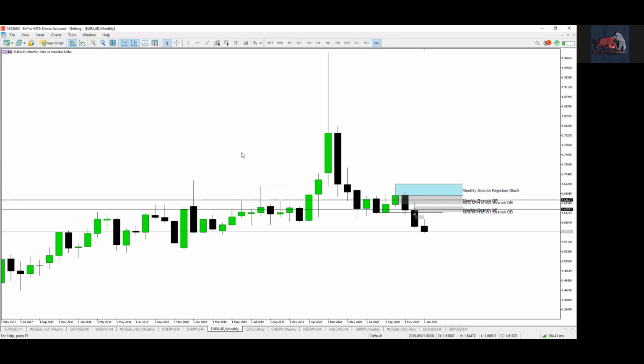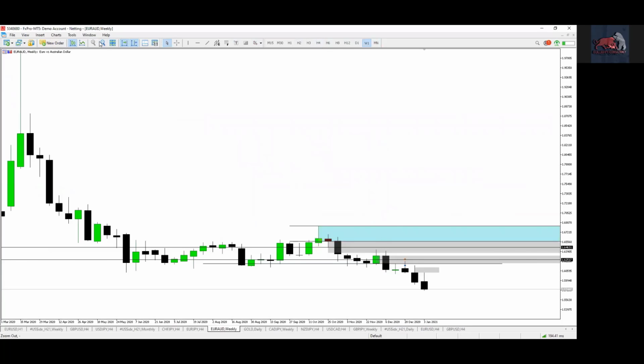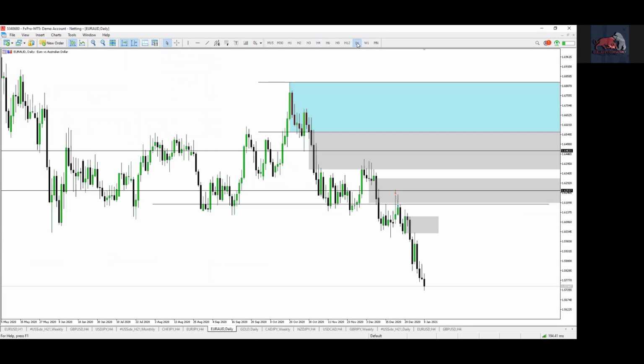Euro AUD, it is still bearish, but if Euro gains momentum, then we could see a move to the upside. But at the moment, it's strongly bearish. Right now, this pair is quite strong going downside.